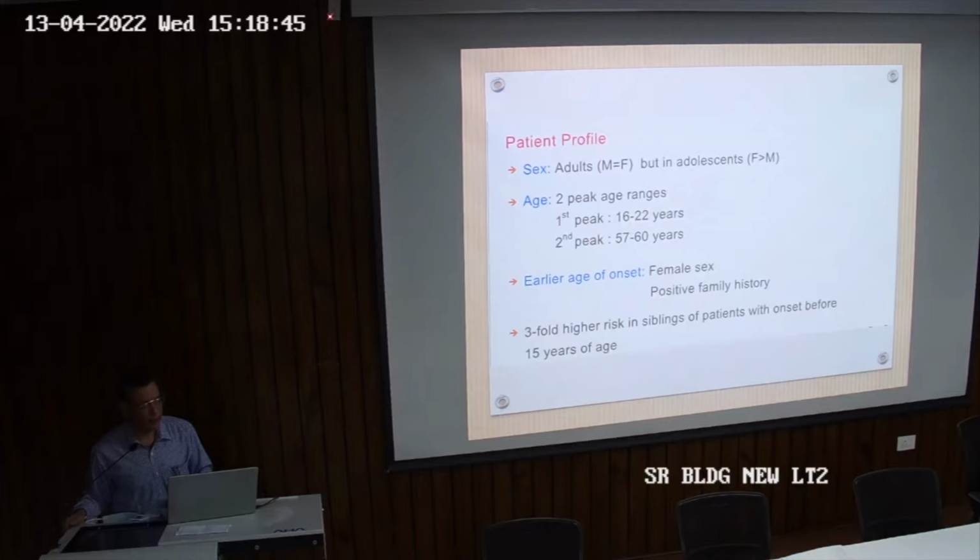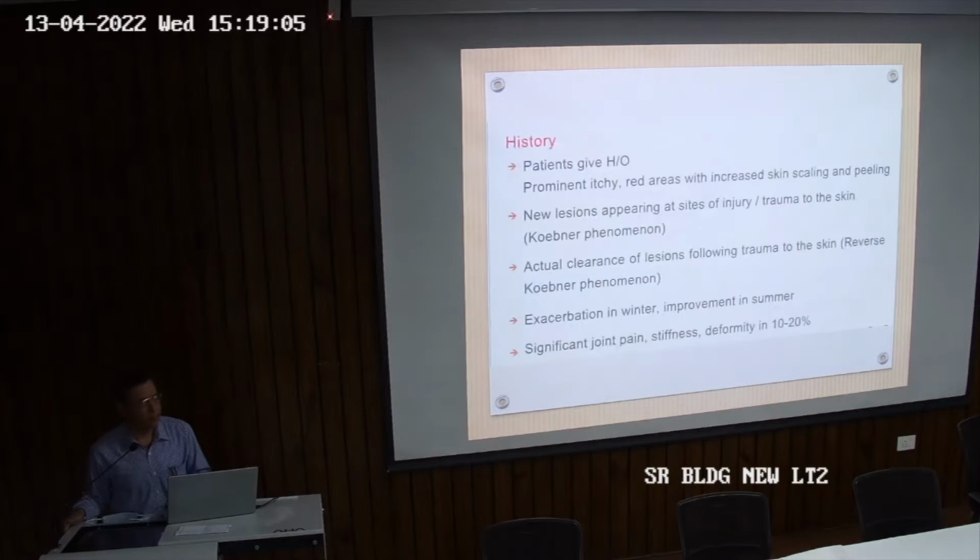Earlier age of onset in females and positive family history are other indicators of psoriasis. There is a threefold higher risk in siblings of patients with onset before 15 years of age. So this is another indicator. If you have psoriasis before the age of 15, then the chances of similar lesions in siblings are threefold. Now, history is very important.